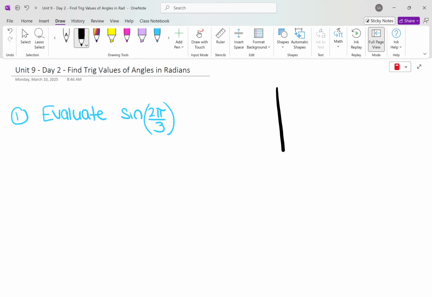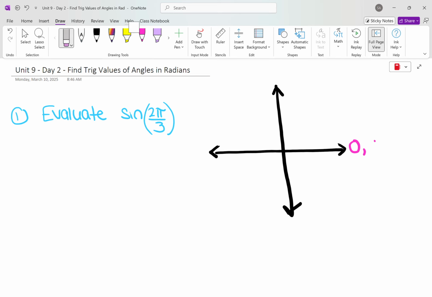Okay, this is where we make our axes. Angle, I remember that. Except now everything's in radians. So this is 0. This is 2 pi. What is 90 degrees in radians? Pi over 2. What about 180 in radians? Pi. And 3 pi over 2, yep.